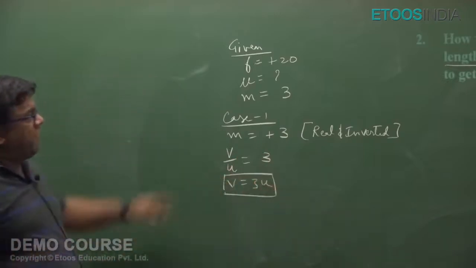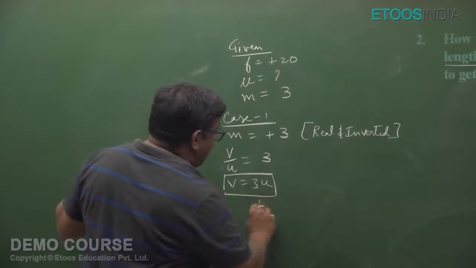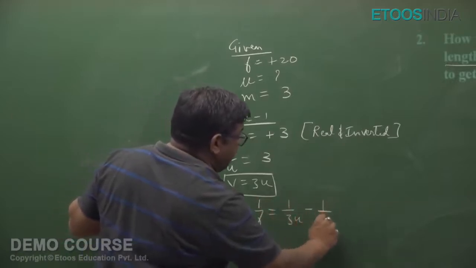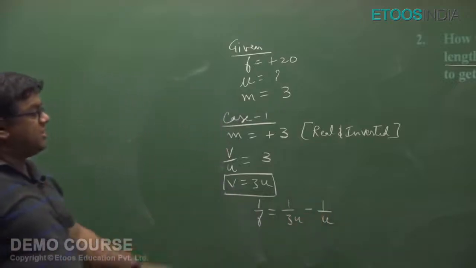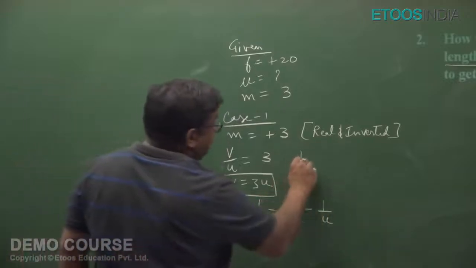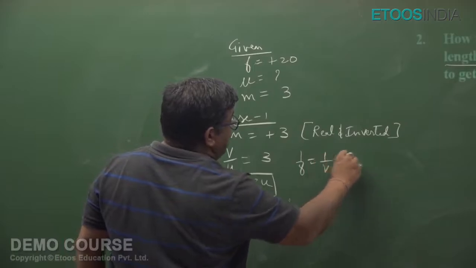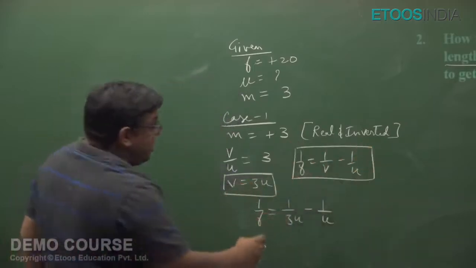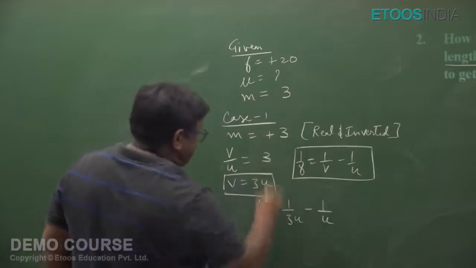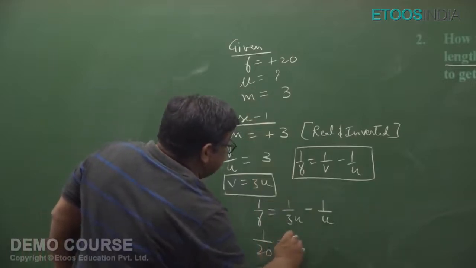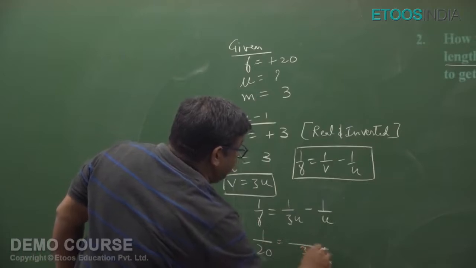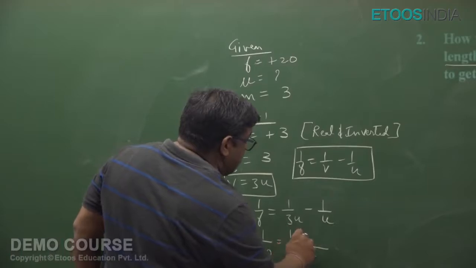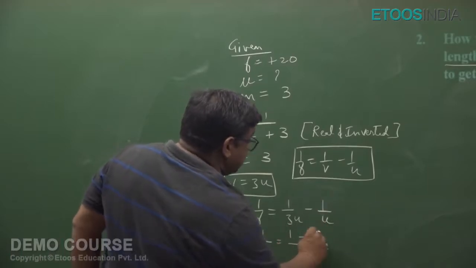By substituting the values here, 1 upon F is equal to 1 upon 3U minus 1 upon U. Because the formula is 1 upon F is equal to 1 upon V minus 1 upon U. We'll simply substitute the values here, and we know that the value of F is 20, so 1 upon 20 is equal to, with 3U as the LCM, clear? And it will be 1 minus 3.